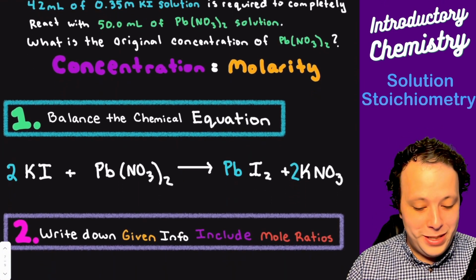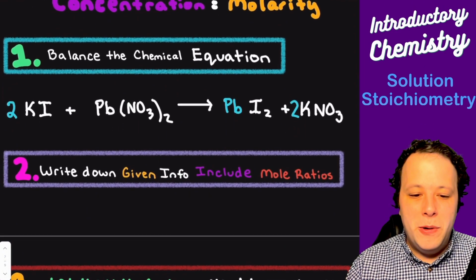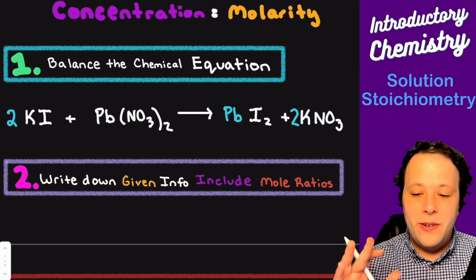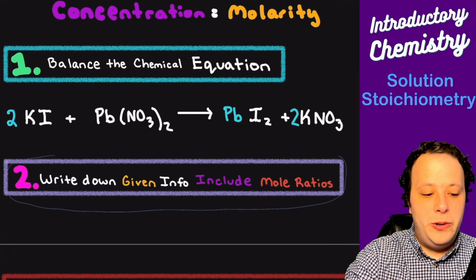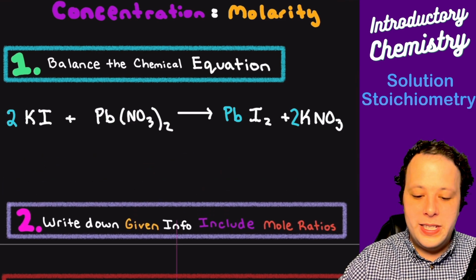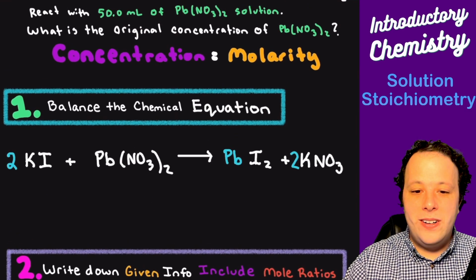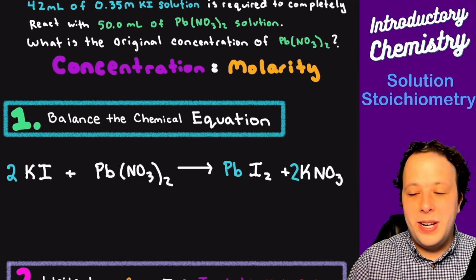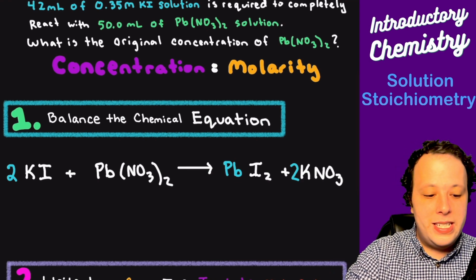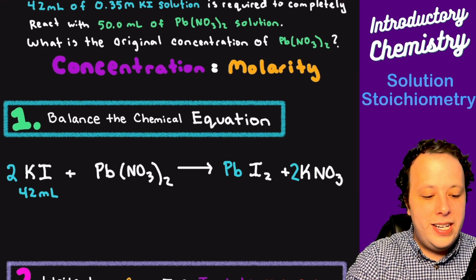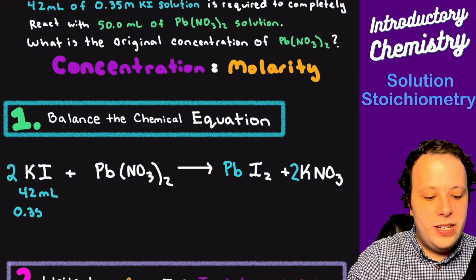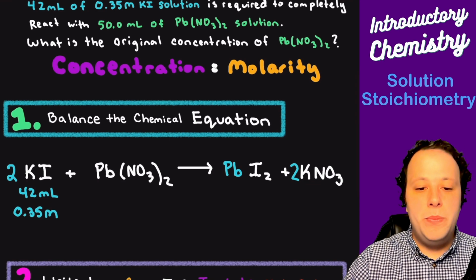Start with the polyatomics. Now, what we have to do is write down our important pieces of information, and we want to try to include all mole ratios. So I'm going to move this little step down, and we're going to write all this down below our chemical reaction to help us stay organized. The first thing is that we had 42 milliliters of KI with a concentration of 0.35 molar.